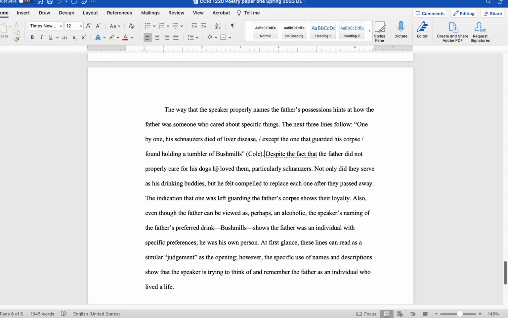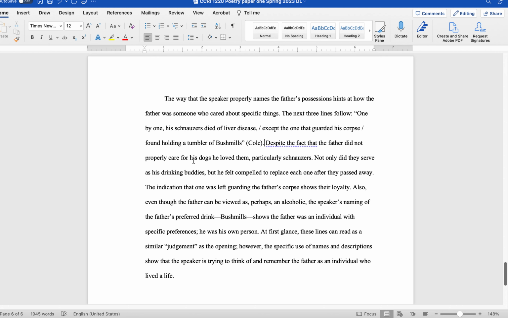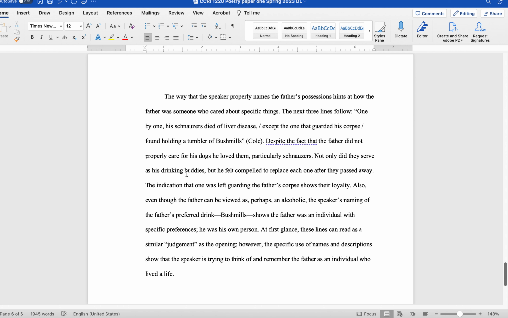Despite the fact that the father did not properly care for his dogs, he loved them, particularly schnauzers. Not only did they serve as his drinking buddies, but he felt compelled to replace each one after they passed away. The indication that one was left guarding the father's corpse shows their loyalty. So I'm close reading the schnauzers here.